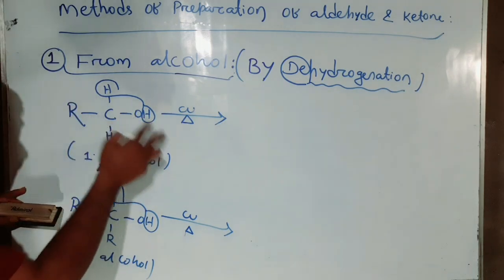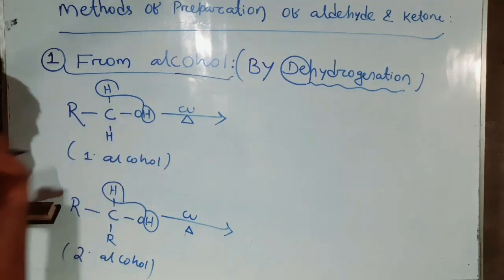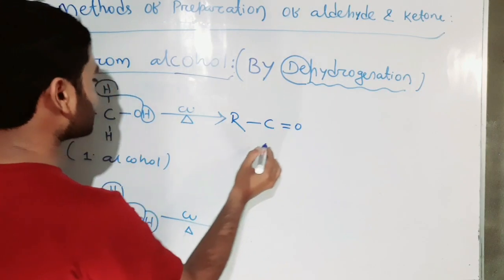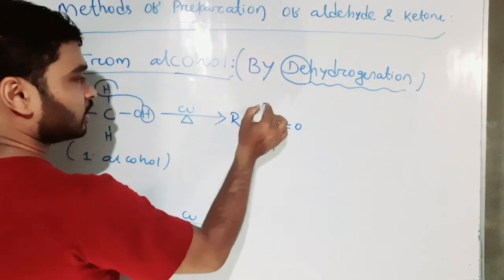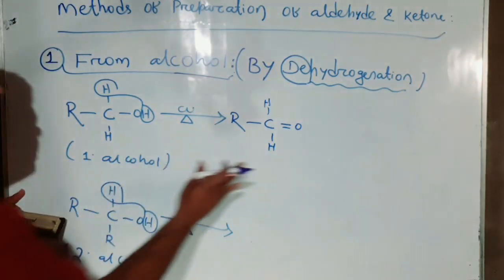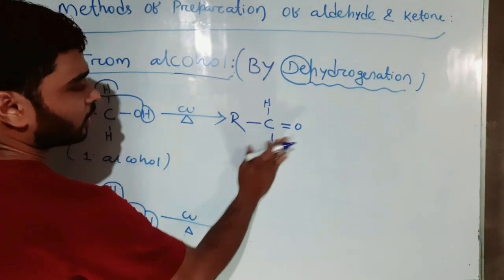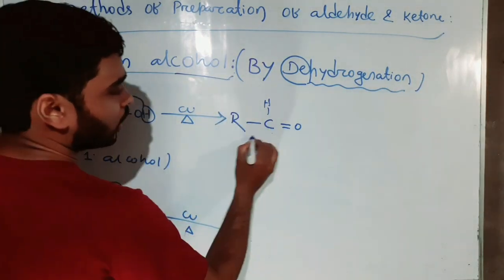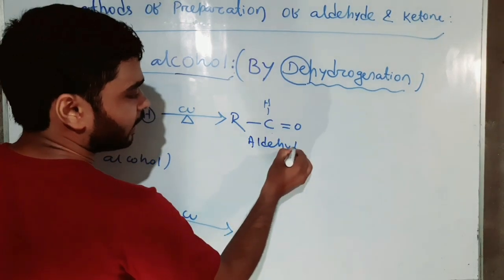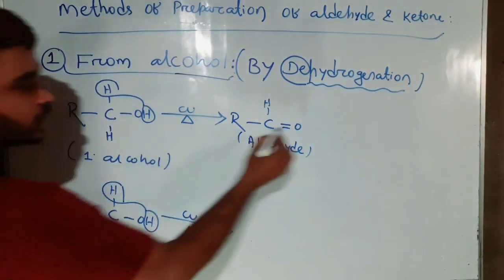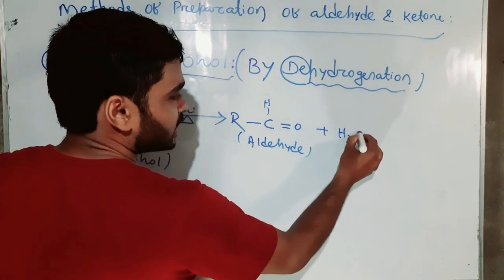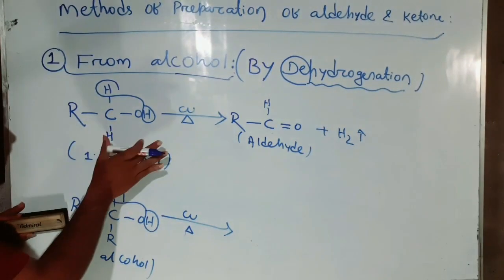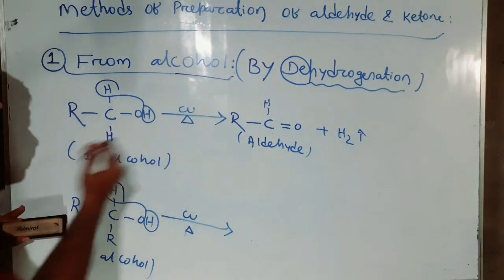Due to the development of 2 unpaired electrons over carbon and oxygen respectively, a double bond gets established between the carbon and oxygen. That means RCH double bond O gets produced, which belongs to aldehyde. And one hydrogen molecule, H2, gets removed from the alcohol due to dehydrogenation, and it is called the preparation of aldehyde from alcohol through dehydrogenation.